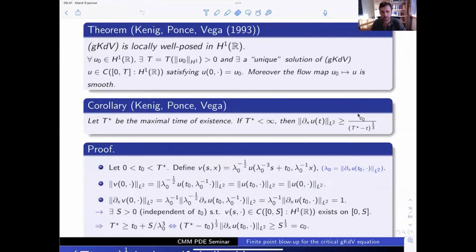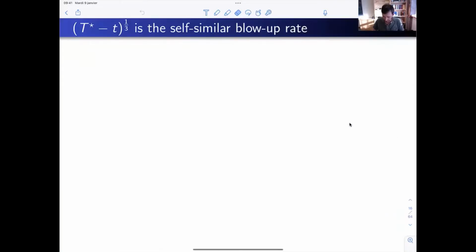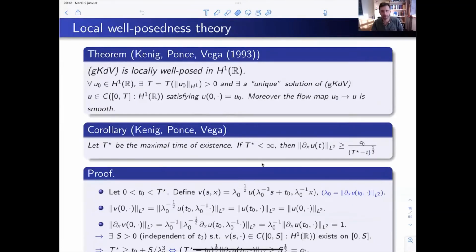Okay, so then this is exactly what I have announced here, that the L2 norm of dxu is larger than C naught over (T star minus T) to the 1/3. Okay, and so this is quite important. This means that if we have blow up, so if the maximal time is finite, then the blow up rate is larger than this rate here, and this rate, it is what we call the self-similar rate.